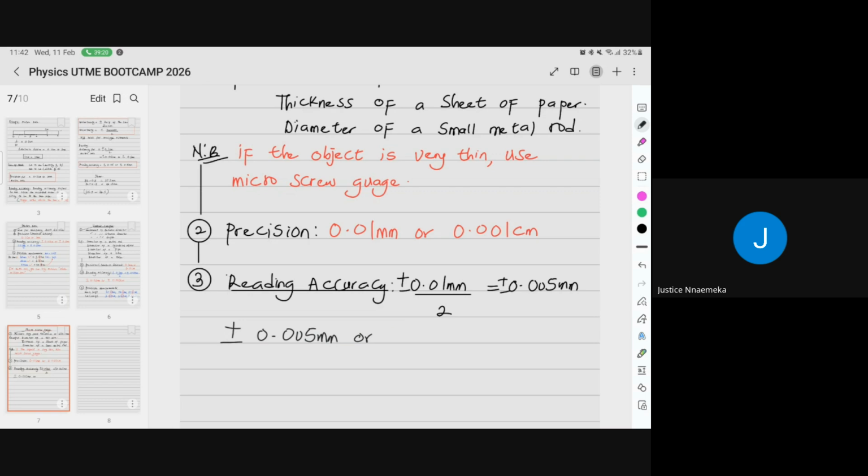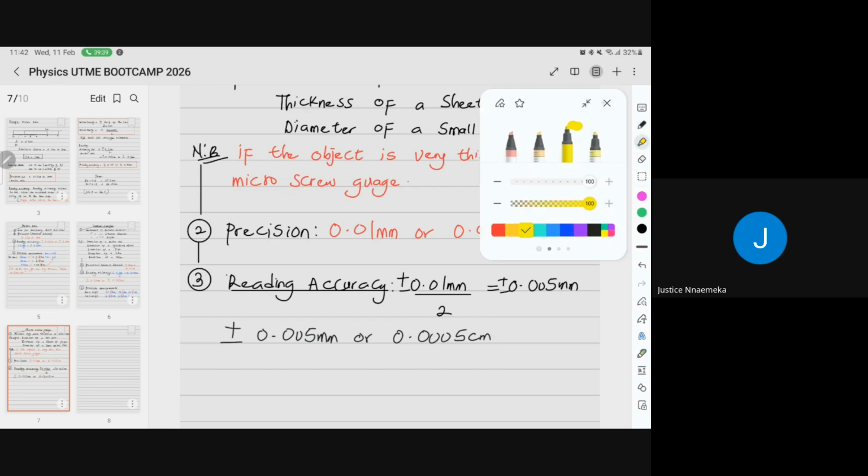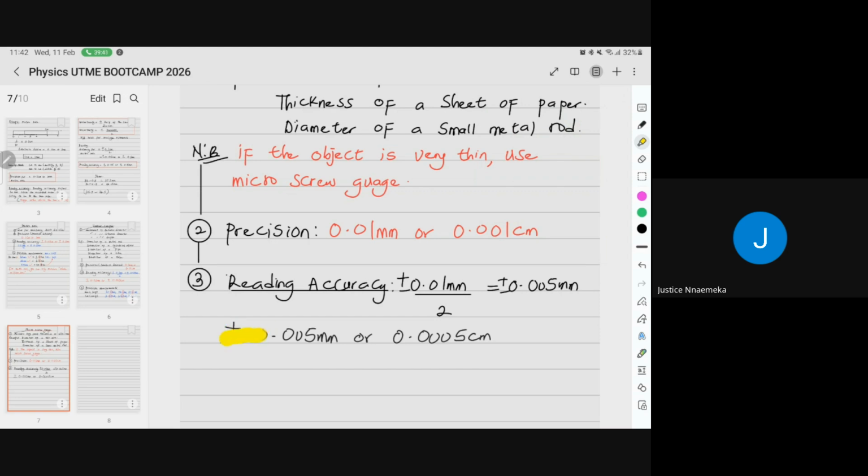Or we have that 0.01 by 2, that'll give us 0.005. So 0.005 divided by 10 will give us an additional 0, or 0.0005 centimeter. But for me, all I want to remember is the precision. If I remember the precision, I have no business with the others. So that is your reading accuracy. Is that okay?